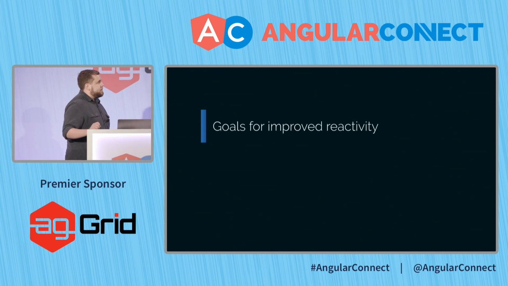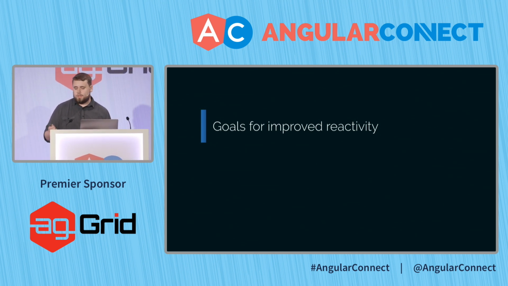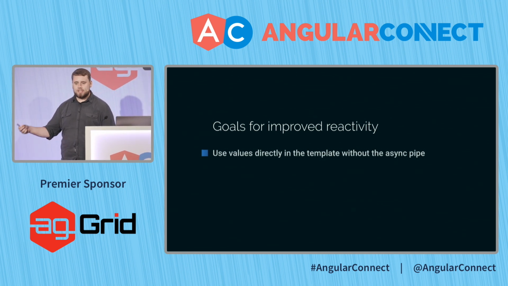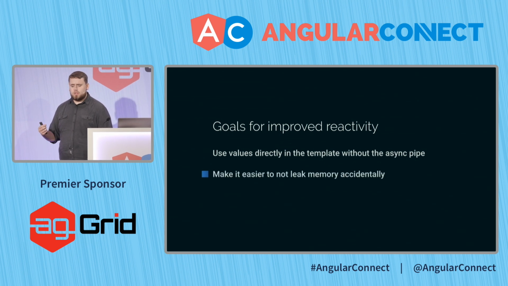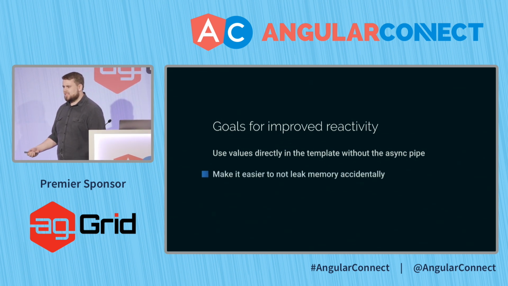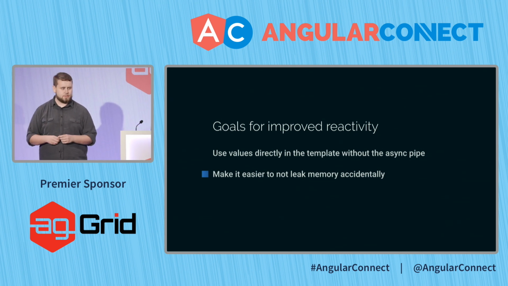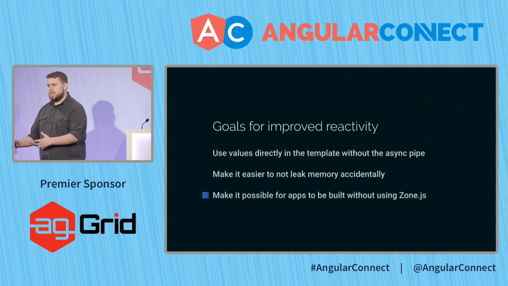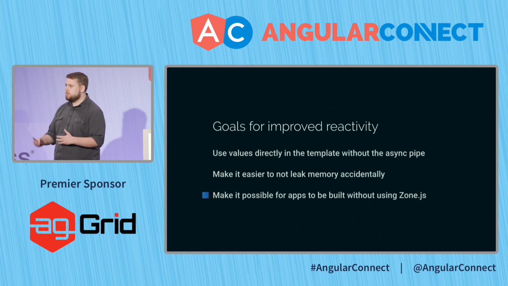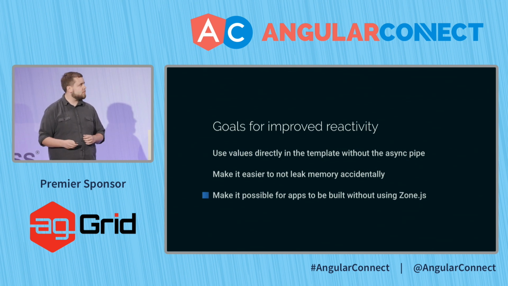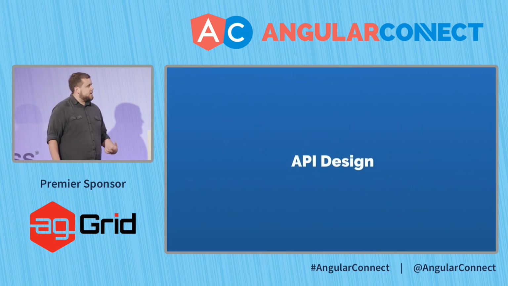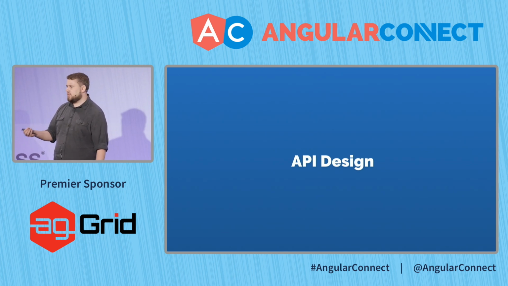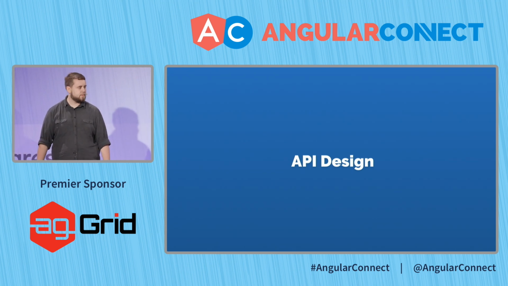So my goals for improving reactivity in Angular are this. I want to make it so that developers can use observable values easily in their template. But I also don't want them to have any accidental memory leaks. I don't want developers to have to think about managing subscriptions. And I want to give developers the opportunity to build Angular applications without Zone.js to maybe improve debuggability or performance. Now, when I start to build an open source library, I'm a big top-down designer. I like to think about, well, what would my users want to use? What would be a good experience for them?